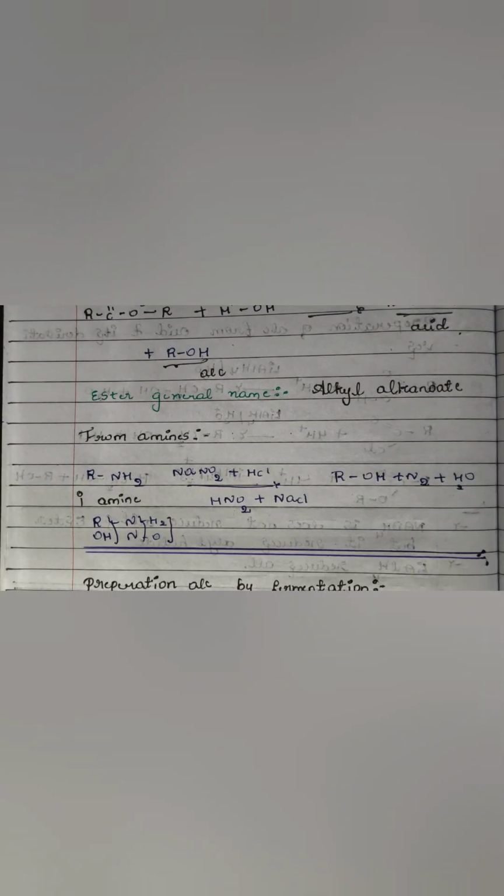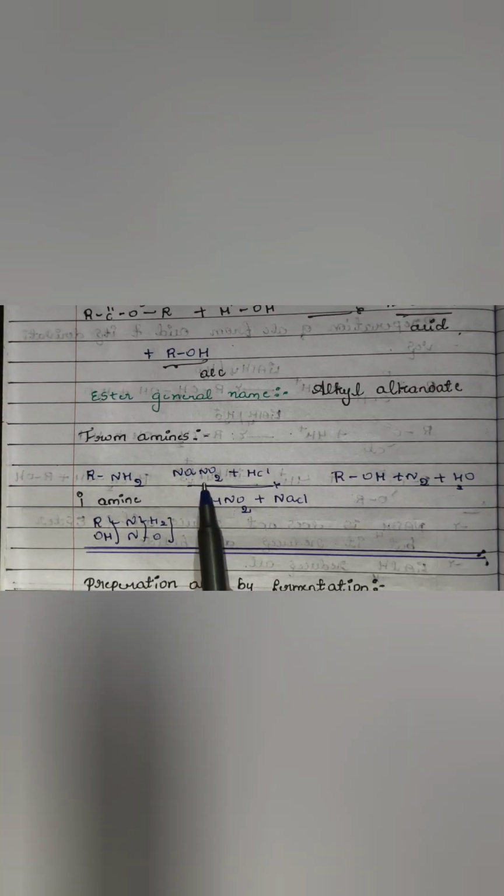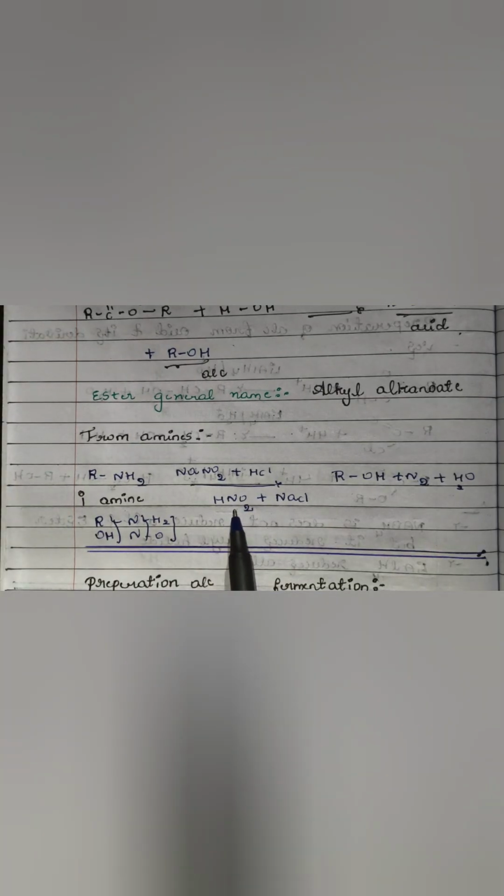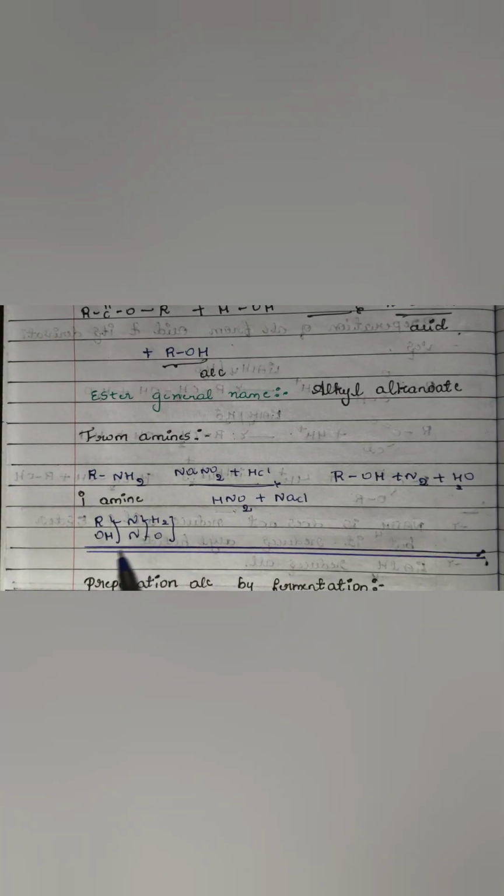From amines, when primary amine is treated with HNO2, that means a mixture of sodium nitrite and HCl at 0 to 5 degrees Celsius, it gives alcohols. RNH2, means primary amine, is treated with NaNO2 and HCl. It forms HNO2. When it's treated with the primary amine, it forms a product as alcohols and N2 and H2O.